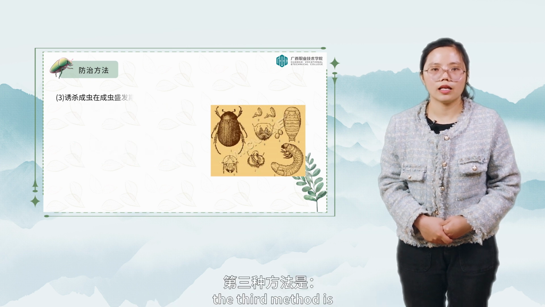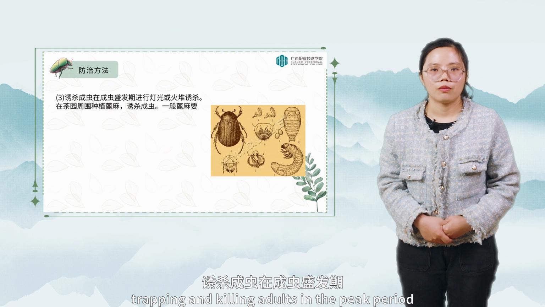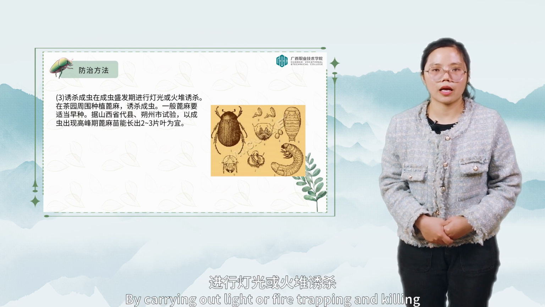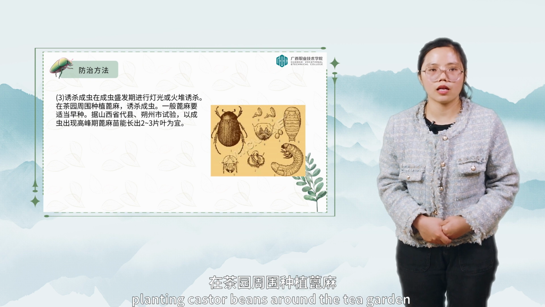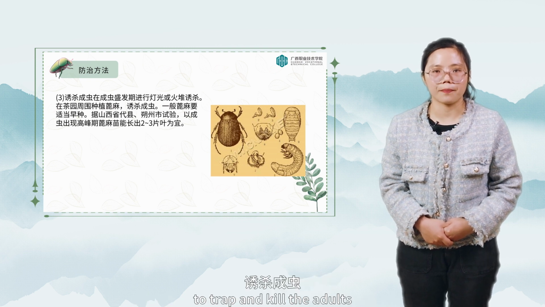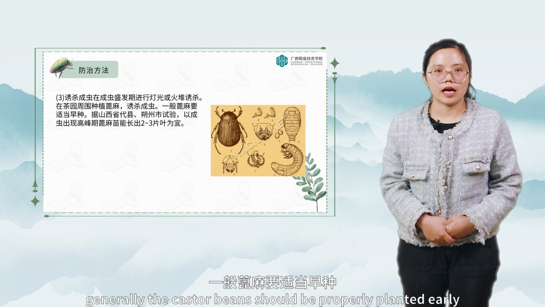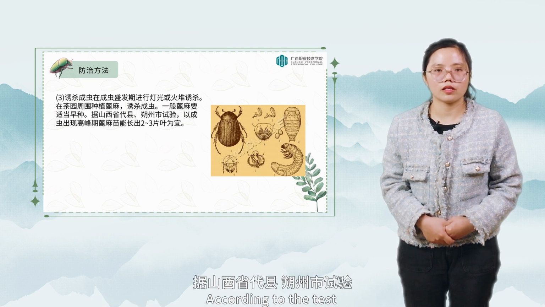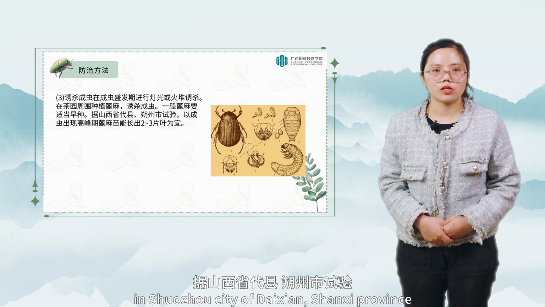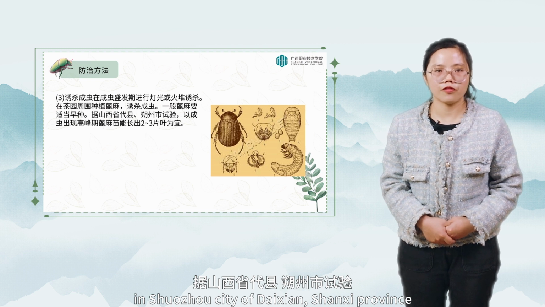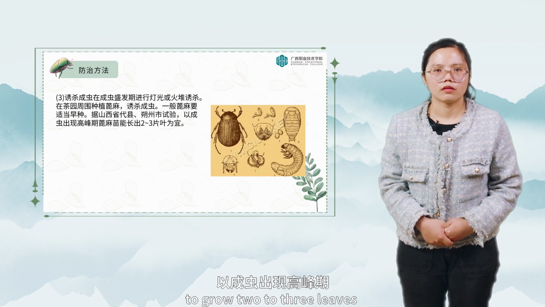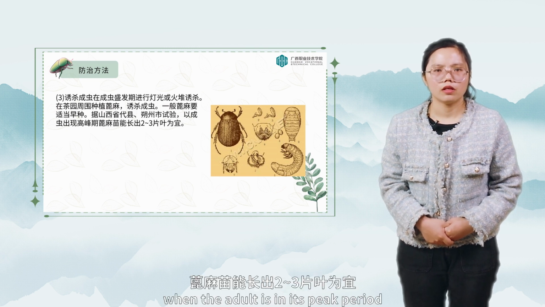The third method is trapping and killing adults in the peak period by carrying out light or fire trapping and planting castor beans around the tea garden. To trap and kill the adults, generally the castor beans should be planted early. According to the test in Shuozhou City of Shanxi Province, it is advisable for castor seedlings to grow 2 to 3 leaves when the adult is in its peak period.